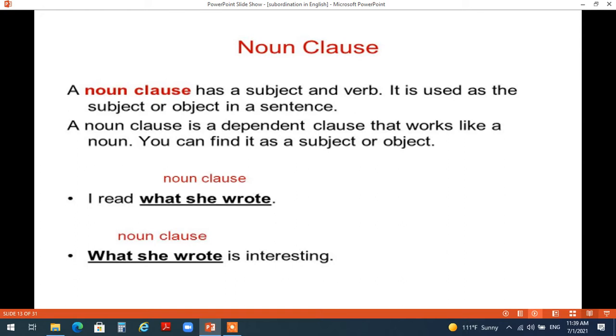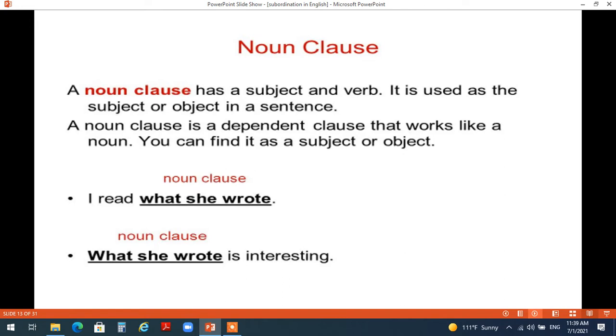A noun clause is a dependent clause that works like a noun. إذن هو أحد أنواع ال dependent or subordinate clauses، ويعمل عمل الاسم. You can find it as a subject or object. ممكن أن تجدوه في موقع الفاعل أو في موقع المفعول به.